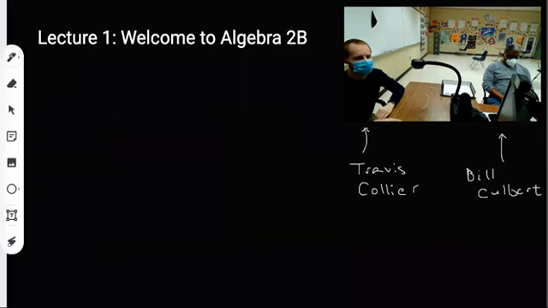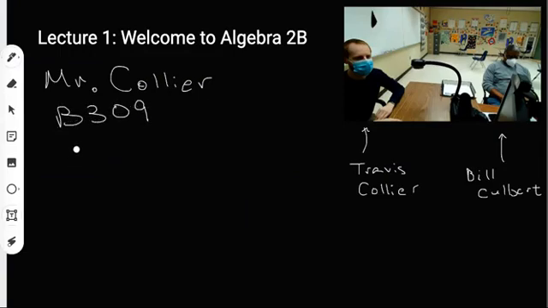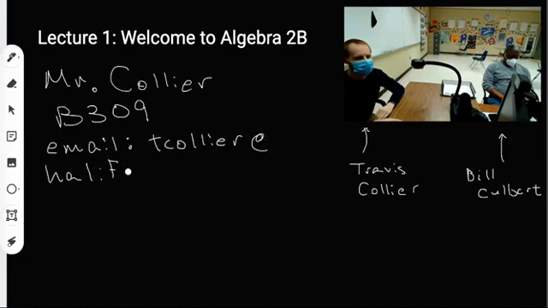So I'm Mr. Collier. My room number is B309. And if you ever need to reach me, my email address is going to be tcollier, T stands for Travis, right? tcollier at halifax.k12.va.us.